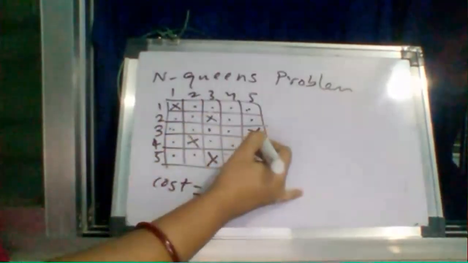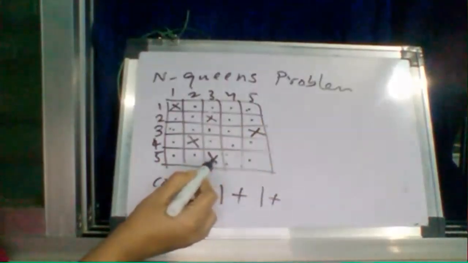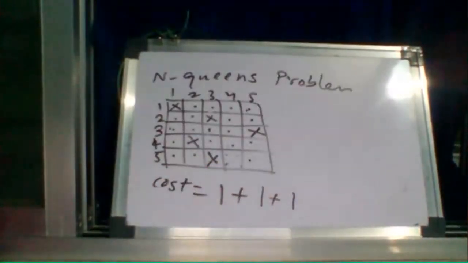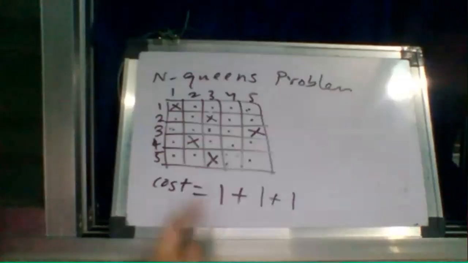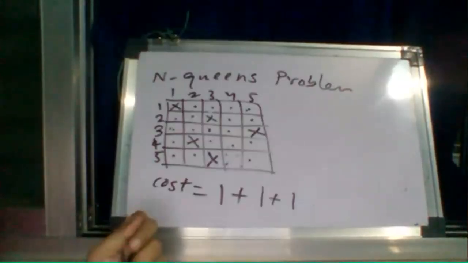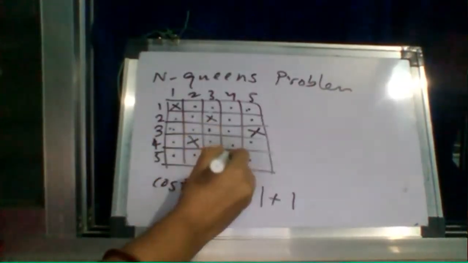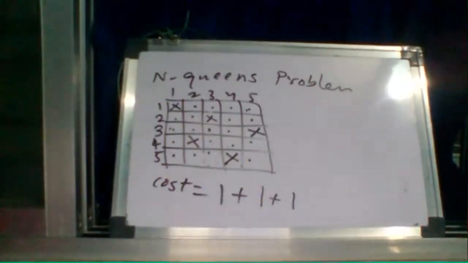And this queen is also attacking diagonally. So 3. The cost function is actually the number of restriction violations. Here I am violating 3, meaning the rule is violated 3 times. That's why the cost function will be 3. But if I place the queen here, then it's fine. This is one solution of the 5 queens problem.